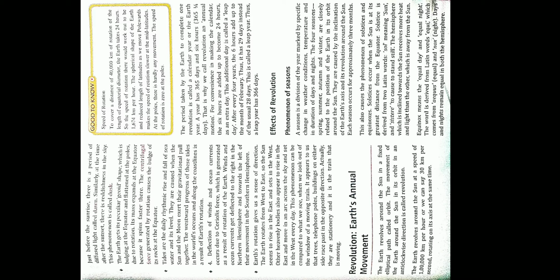The Earth revolves around the Sun at a speed of 1 lakh km per hour, or we can say 30 km per second, rotating on its axis at the same time. While the Earth revolves around the Sun, it rotates on itself also. Now, the period taken by the Earth to complete one revolution is called a calendar year or the Earth year. A year has 365 days and 6 hours. This is why we call revolution an annual motion.